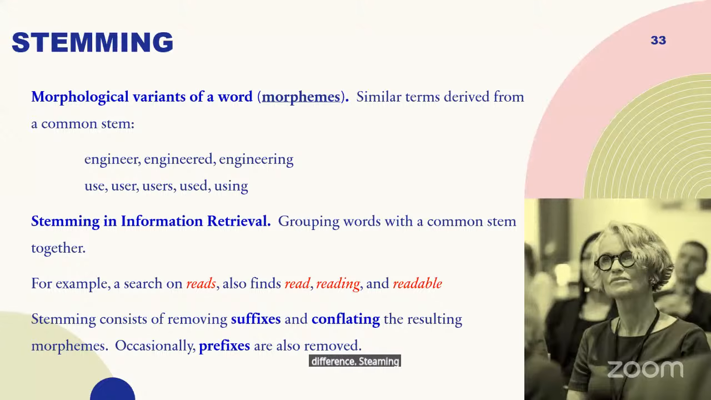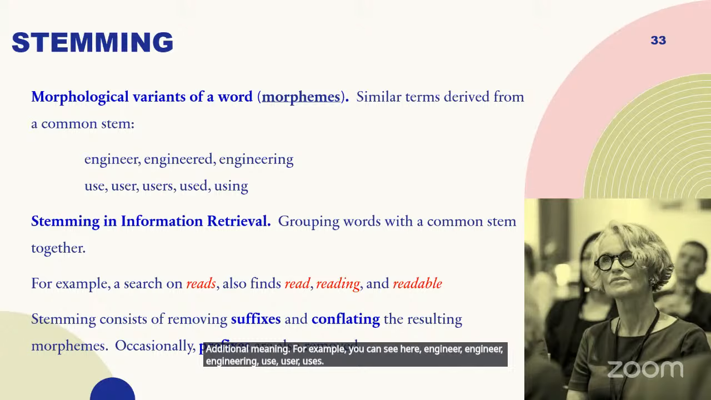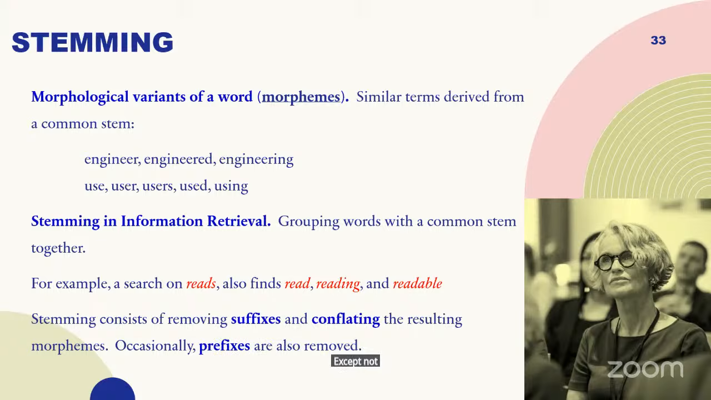Stemming is a little variant of morphological analysis. This will have similar terms derived from a common stem. A common stem is one word which is additionally added with suffixes to give additional meaning. For example, you can see here engineer, engineering, user, uses, etc. So we have stemming in information retrieval, grouping words with a common stem together.